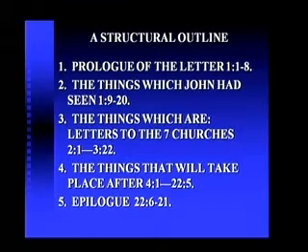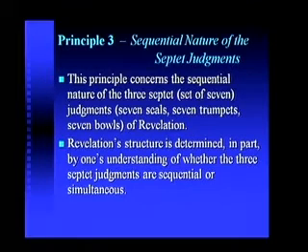Now, a very broad structural outline then tells us there is the prologue of the letter in the first 8 verses, the things which John had seen, verses 9 through 20 of the first chapter, the things which are, or that existed at that time, the letters to the 7 churches, chapters 2 and 3, and then really the major section of the book, the things that will take place after, chapters 4 almost through 22, and then the epilogue, 22:6 and following.